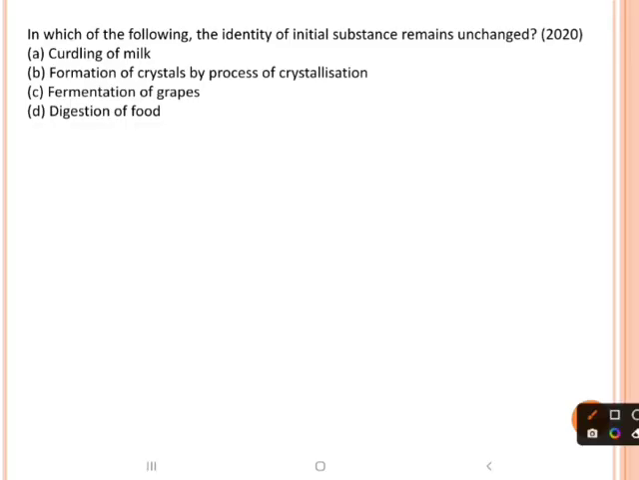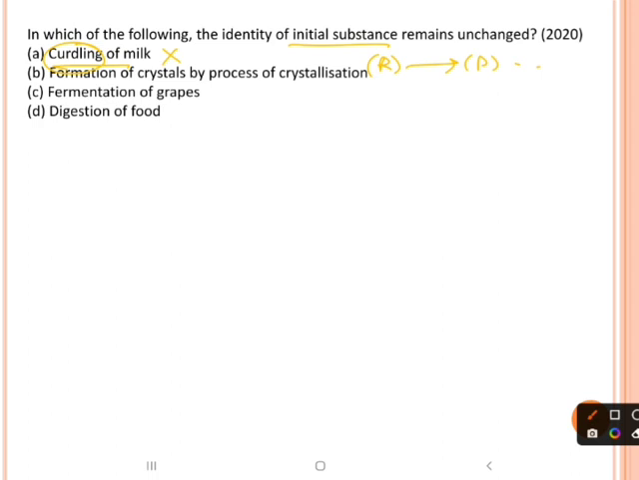In which of the following does the identity of the initial substance remain unchanged? It means the reactants are still having the same chemical properties, whatever be the products. Curdling of milk. Now see, the milk proteins are curdled here, so that's why this is not the option, because milk has converted its chemical properties.